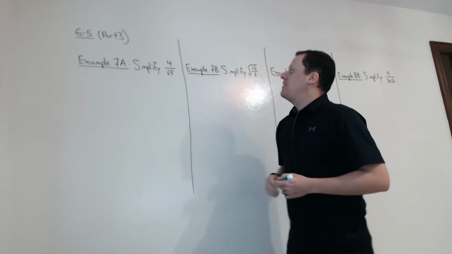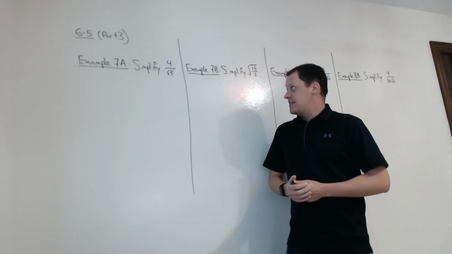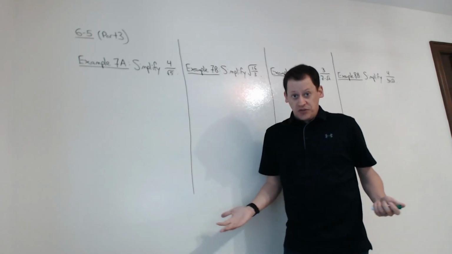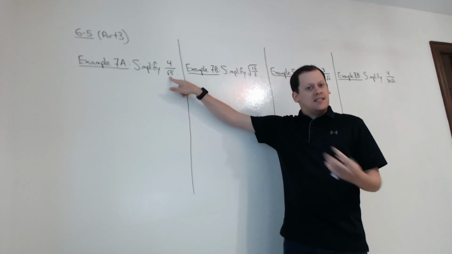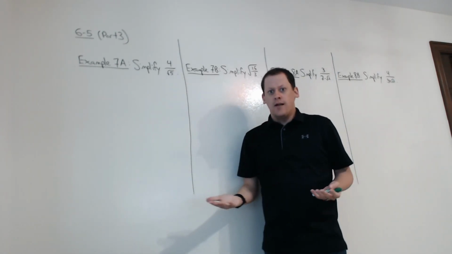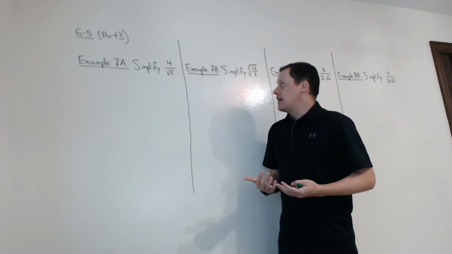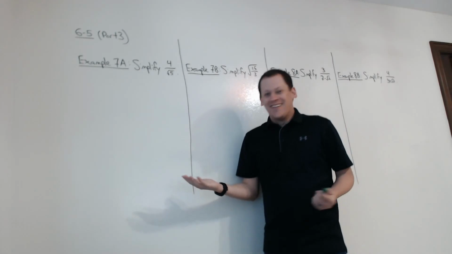We want to simplify 4 over the square root of 5. And at first glance, it may seem that there's not much you can do there. Normally we'd want to break down 5 and see what maybe we can pull out, but 5 is just 5 times 1. There's nothing we're going to be able to do there. So what is there to simplify?